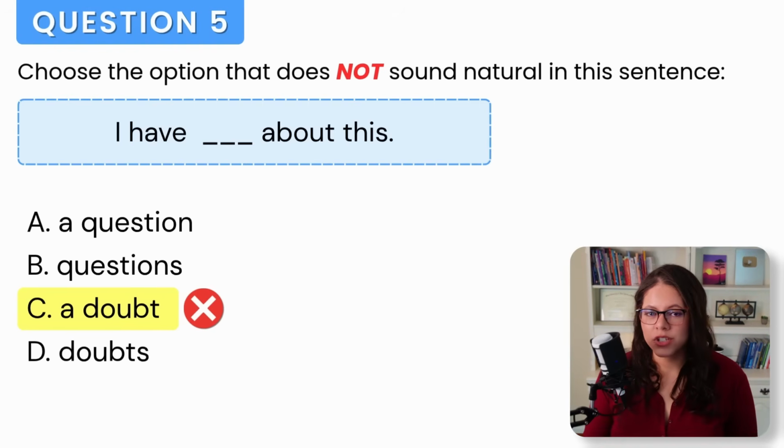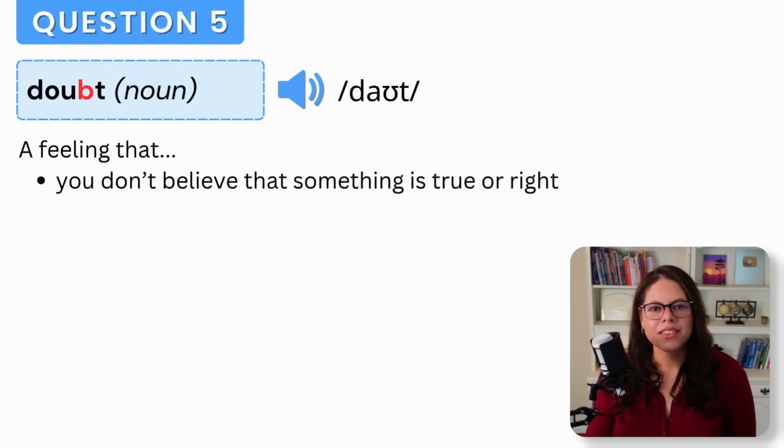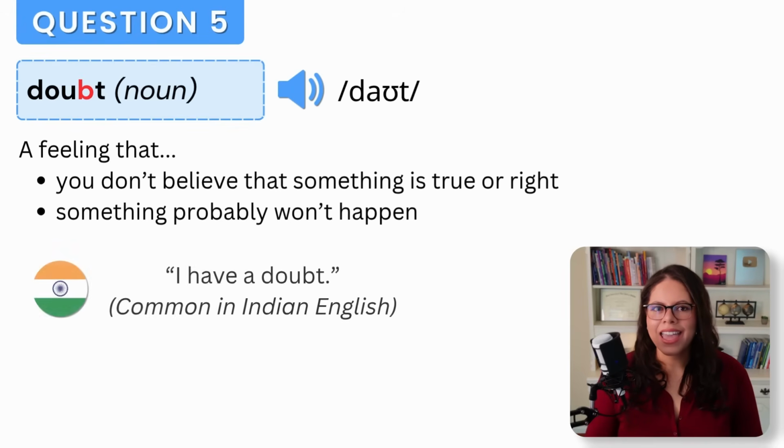If your native language is Spanish or Portuguese, please pay attention, okay? First, let's talk about the noun doubt. The B is completely silent, and the vowel sound is ow, doubt, doubt. This is the feeling that you have when you don't believe that something is true or right, or that something probably won't happen.